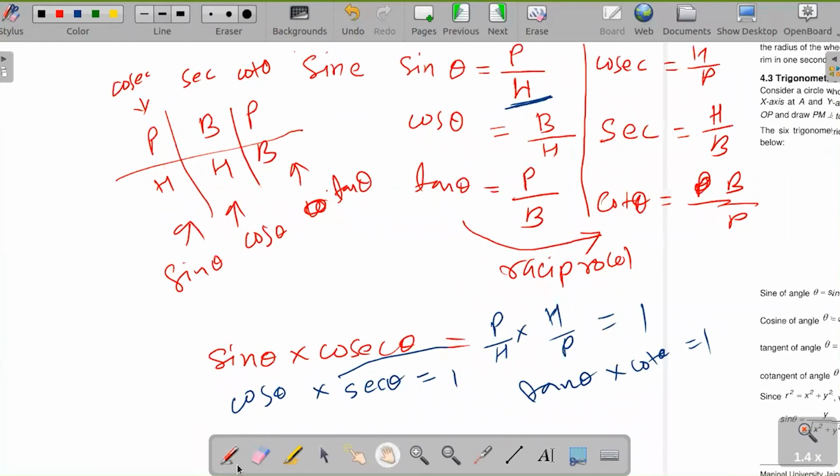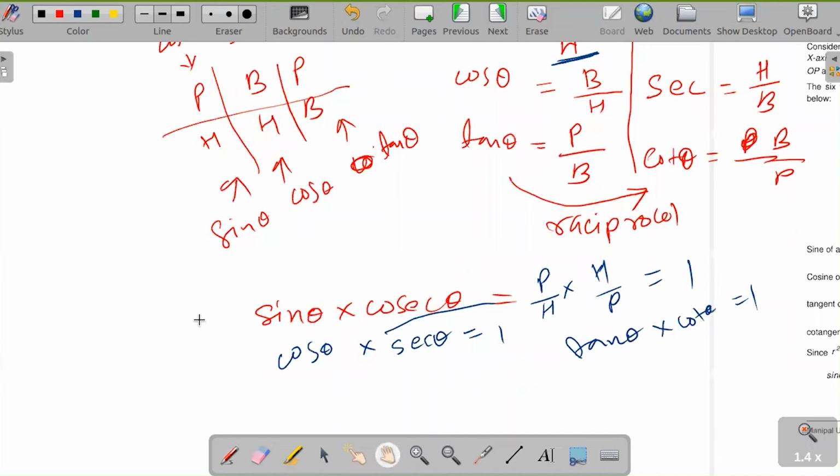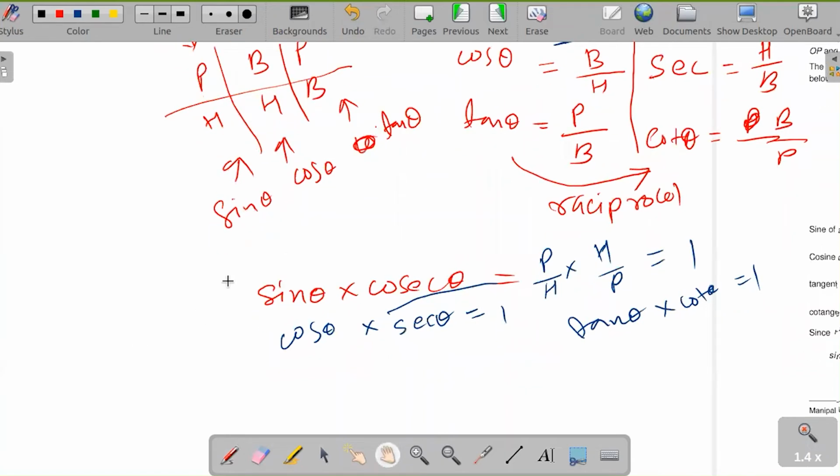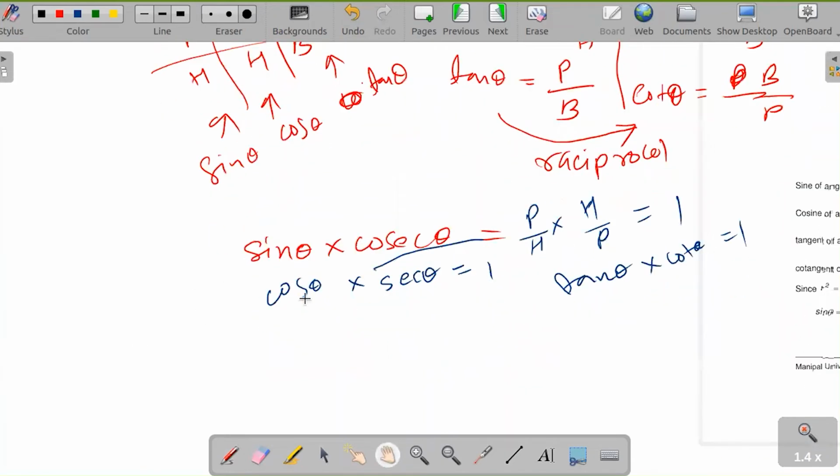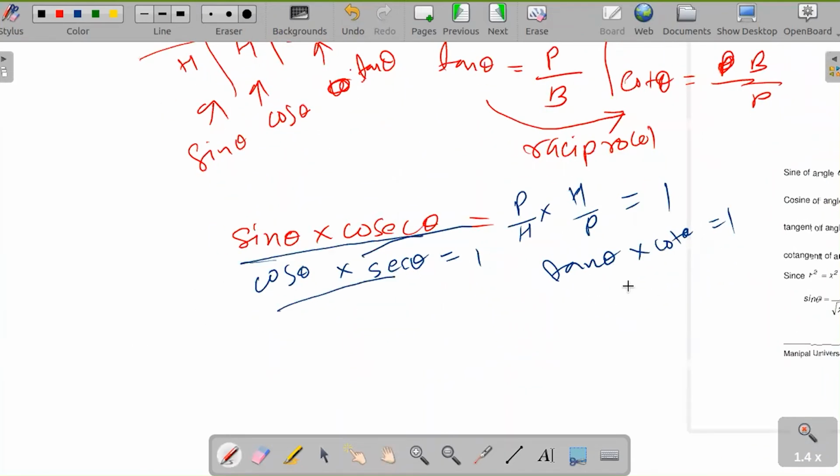So again, I'm telling you, we got three identities: sine into cosec, cos into sec, tan into cot. All of these are 1.